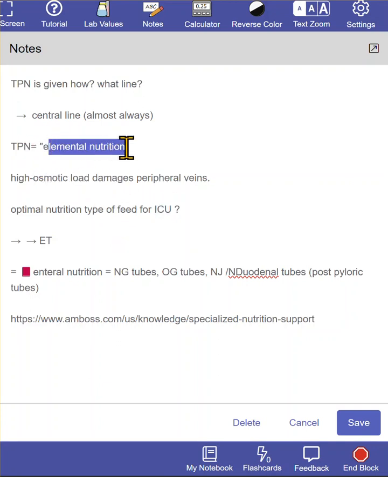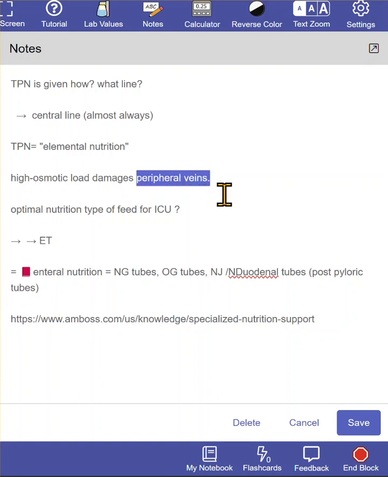So that's the other name for it. This is all stuff to help you remember how to get it right on the exam. If it's elemental nutrition, it's going to be high osmoles, right? If it's high osmoles, peripheral veins aren't going to like it. So you're going to use a central line. So that's the idea there.